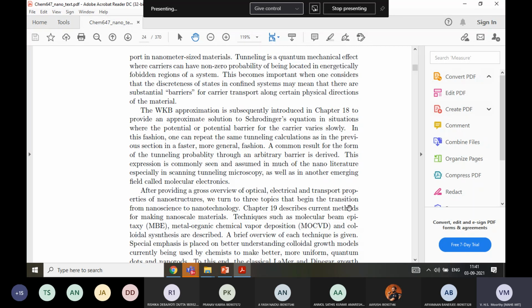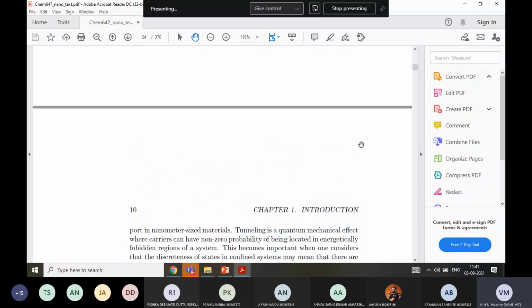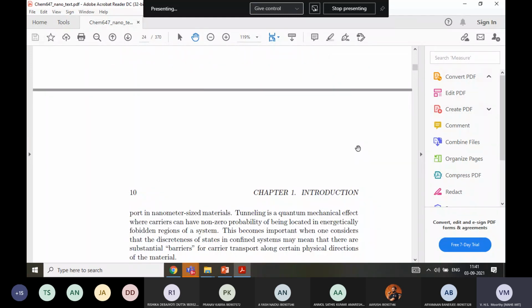We discussed low dimensional structures: what types of low dimensional structures are present, two dimension, one dimension, zero dimension, in what way they are important, and in what way they exhibit quantum mechanical properties. Many things are there in this chapter, but we don't go much into it because it's an introductory chapter of this particular book. That's why they give a lot of other things which we won't discuss.